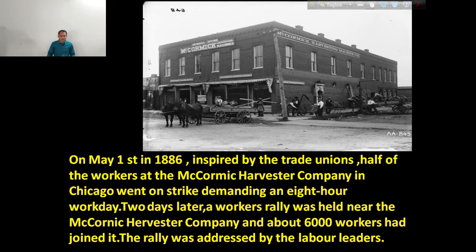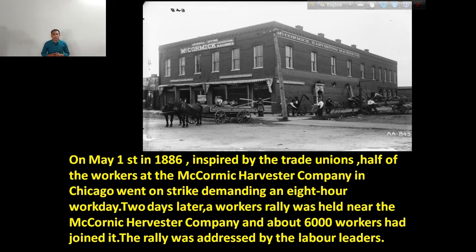On May 1st, 1886, inspired by the trade union, insisted by the trade union. A trade union is an organization of labor. Half of the workers at the McCormick Harvester Company in Chicago went on strike, demanding an 8-hour work day.